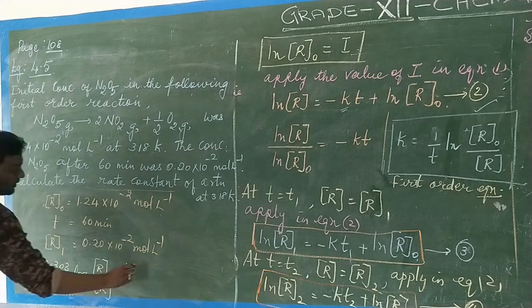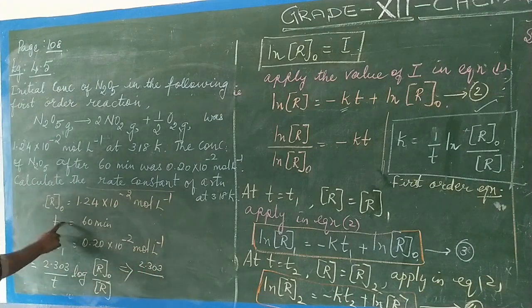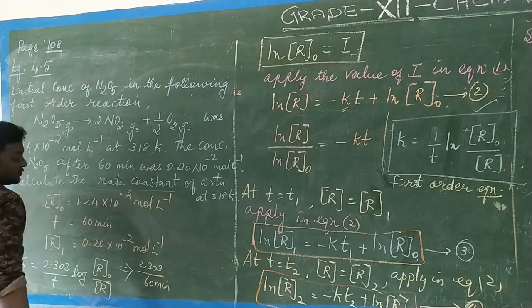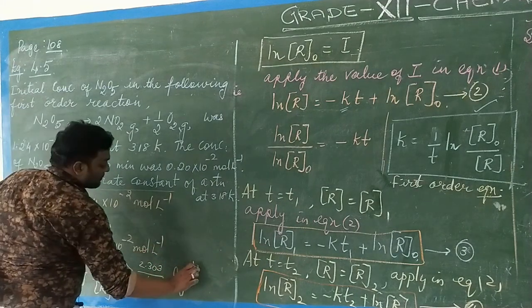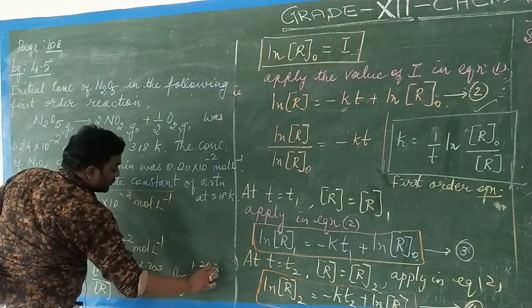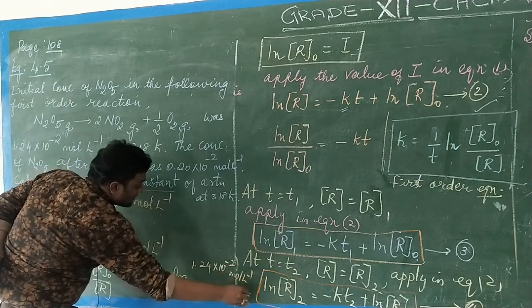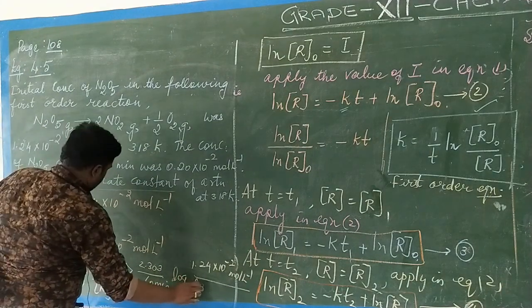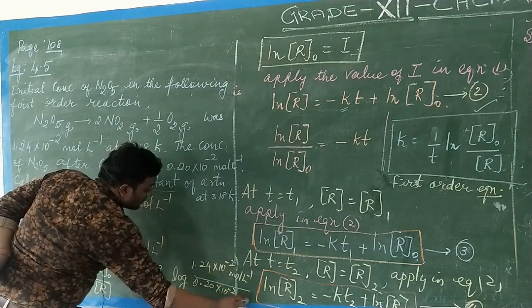What values do we have? 2.303 divided by, what is the T value? T value is 60 minutes. 60 minutes into the logarithmic value of 1.24 into 10 to the power of minus 2 mole liter inverse, the whole divided by 0.20 into 10 to the power of minus 2 mole liter inverse.